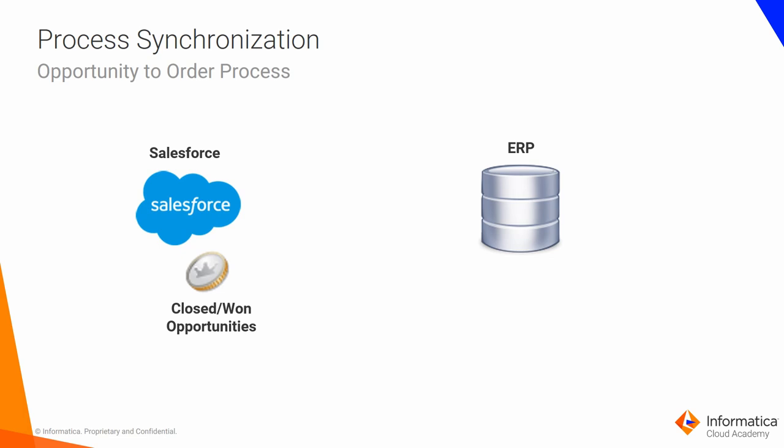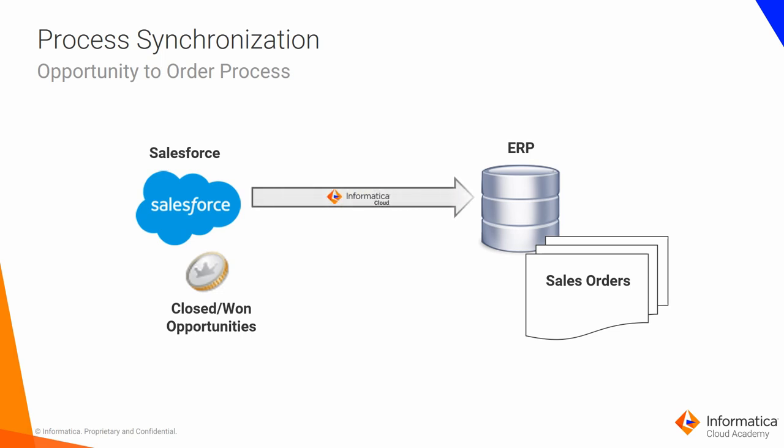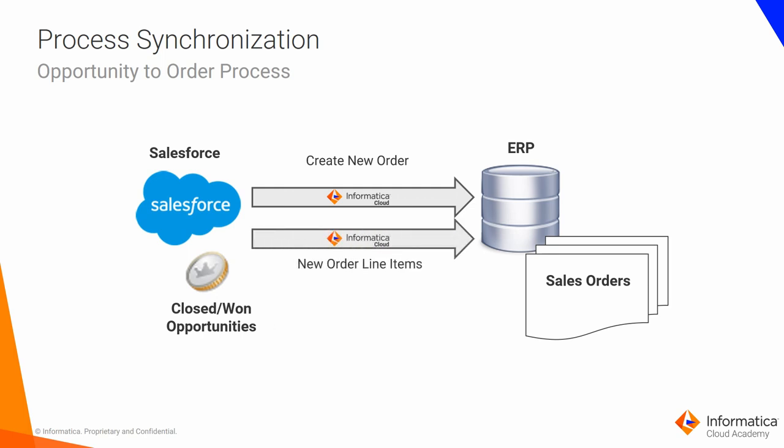Then the ERP system is used to track sales orders, order fulfillments, shipping information, and so on. So when the opportunity is marked as closed won in the CRM system, Informatica Cloud is used to take data from the opportunity and create a sales order in the ERP system. Line items are also created on the sales order at that time.